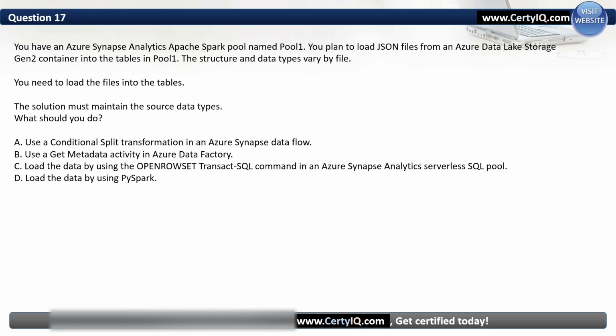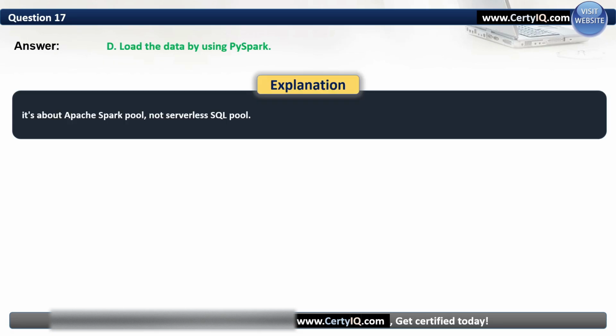Question 17. You have an Azure Synapse Analytics Apache Spark pool named Pool 1. You plan to load JSON files from an Azure Data Lake Storage Gen 2 container into the tables in Pool 1. The structure and data types vary by file. You need to load the files into the tables. The solution must maintain the source data types. What should you do? The correct option is D. Load the data by using PySpark. It is about Apache Spark pool, not serverless SQL pool.